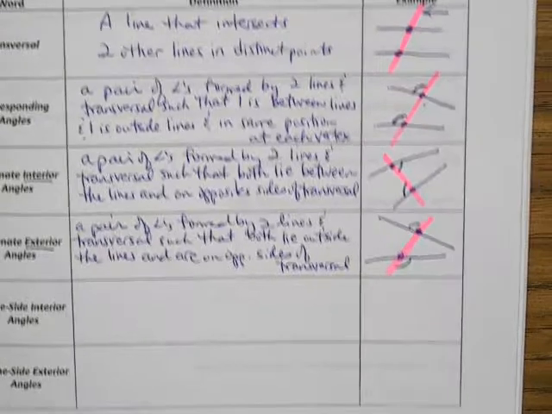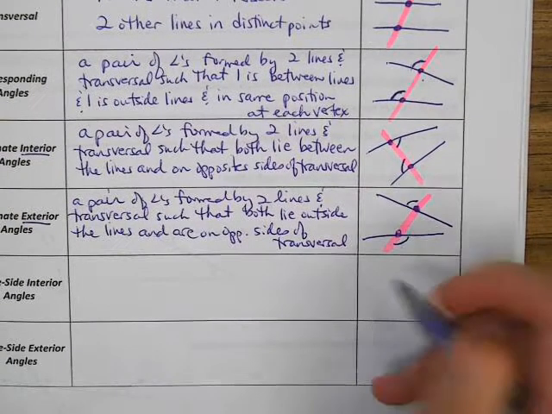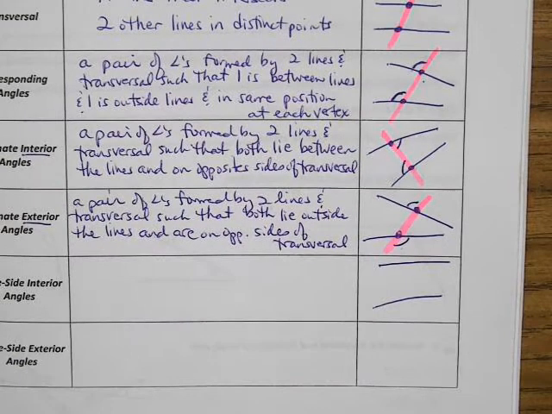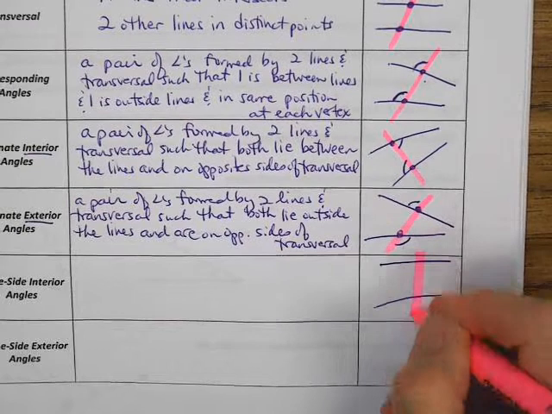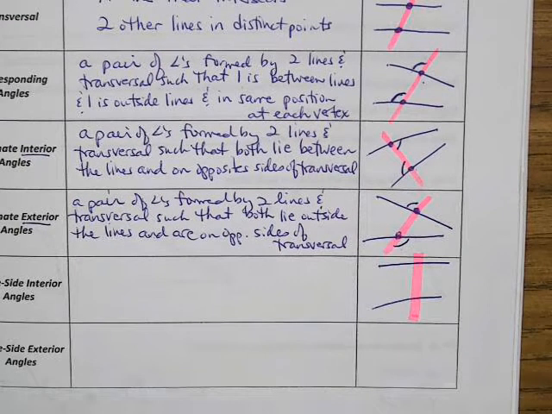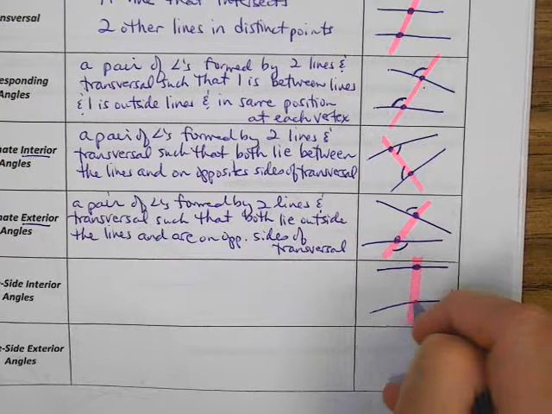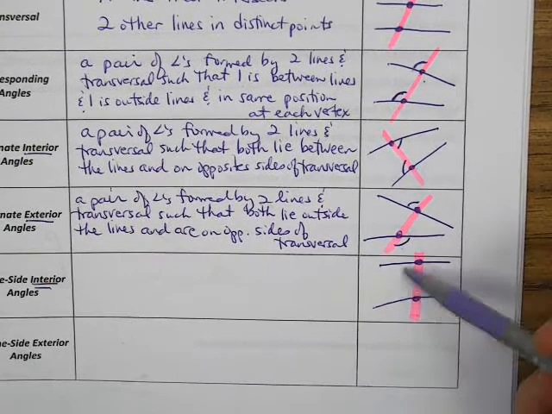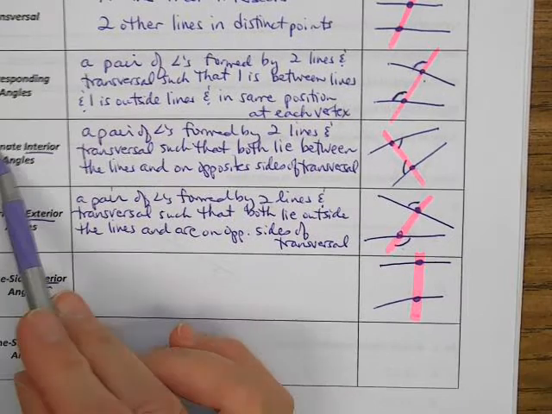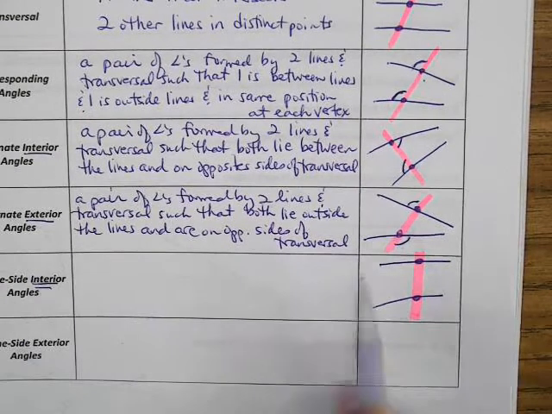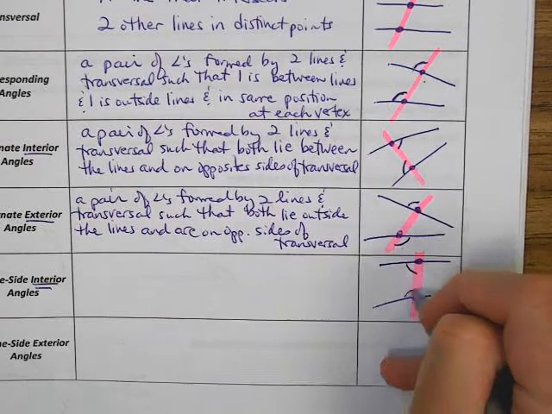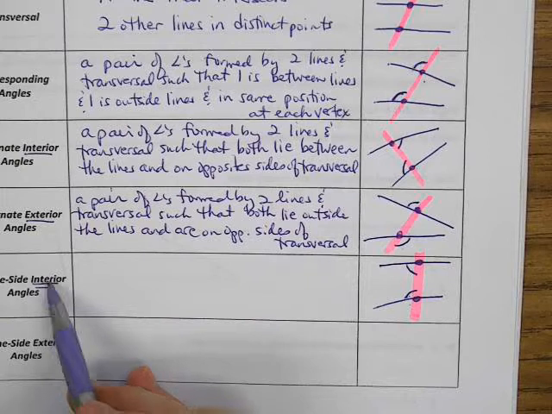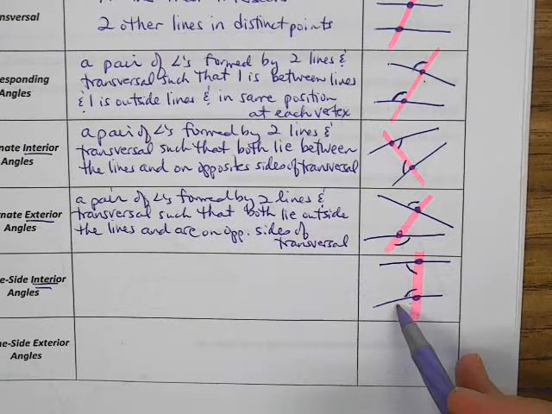Same side interior angles. So once again, give yourself some lines here. There's my two lines. Here's my transversal. Let's find my two intersection points. I made that kind of thick there. All right. Interior means we have to be between the lines, but this time instead of alternate, we have same side. So I'm talking about these two angles. They are on the same side of the transversal. Interior, they are between the purple lines.